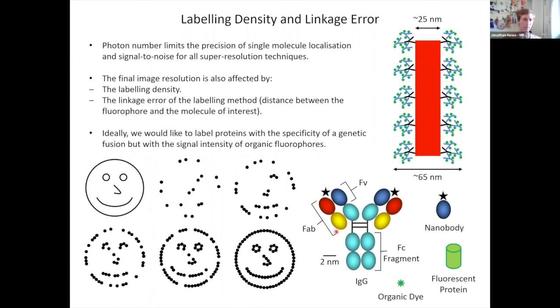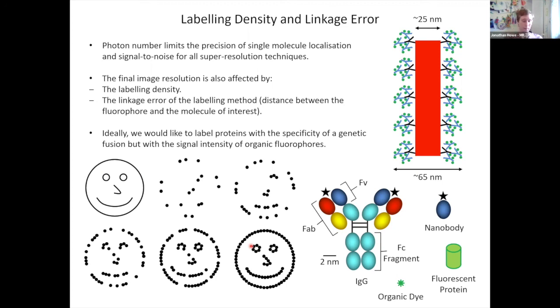So labeling density is pretty obvious. If this smiley face here is your structure of interest and you label it by decorating it with fluorophores, if you don't have very many fluorophores, you cannot resolve the structure. So you need to make sure you pack as many fluorophores on as possible so the image represents the structure with high fidelity. Linkage error refers to the distance between the fluorophore and the molecule of interest.